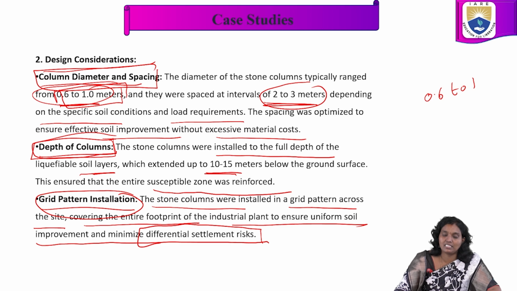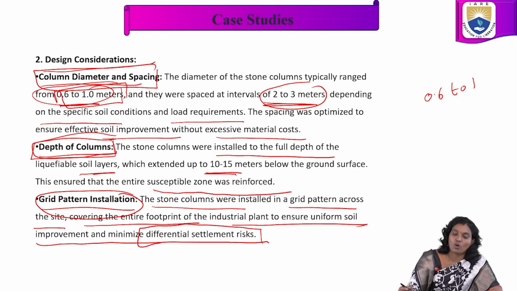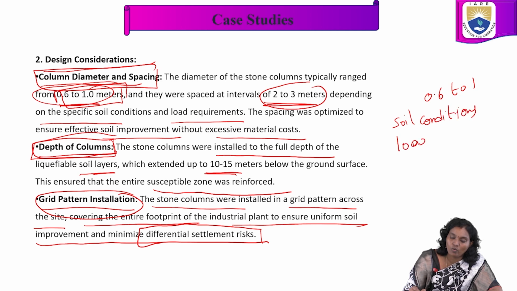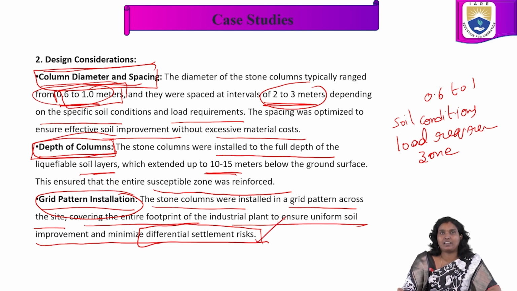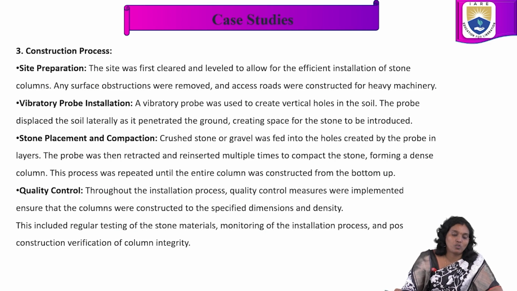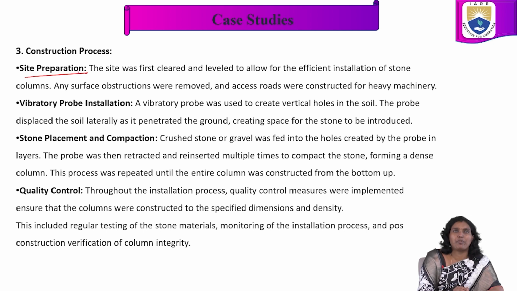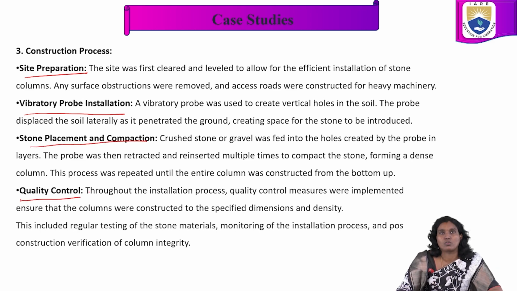These are the design considerations we are considering as per the soil conditions and their load requirements, and the earthquake zone, and for addressing differential settlement risks. And in this construction process, the first thing is site preparation. Next, vibratory probe installation, stone placement and compaction, and quality control. These are the parameters which are going to be involved.